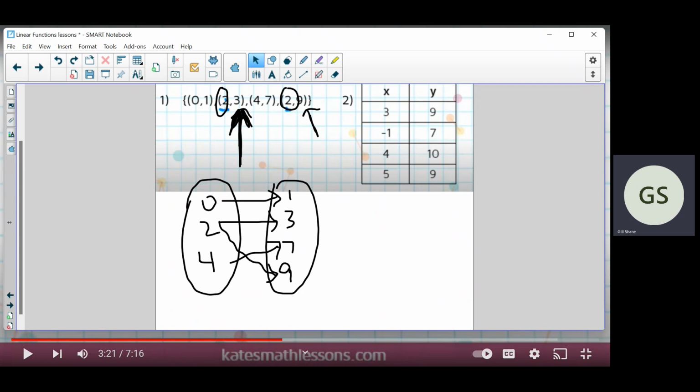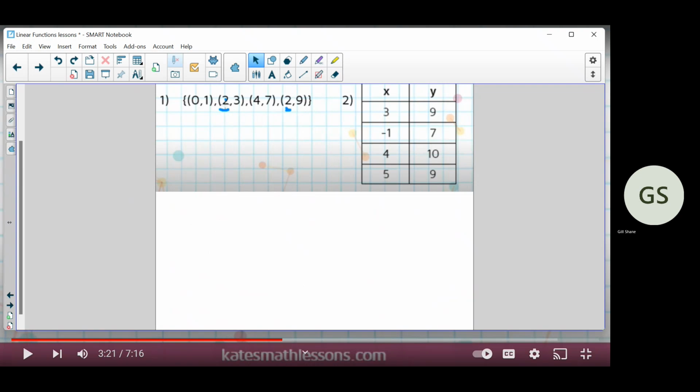I could also graph these. We haven't done graphing, so I'm not going to put it on a graph. That's what we're doing next. All right, so this is not a function. The number 2 is used twice, just like she underlines here. And when it gets used a second time, I get a different output. So again, not a function, just like she said.